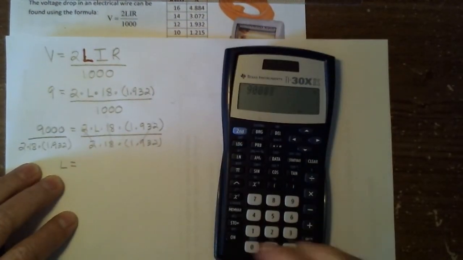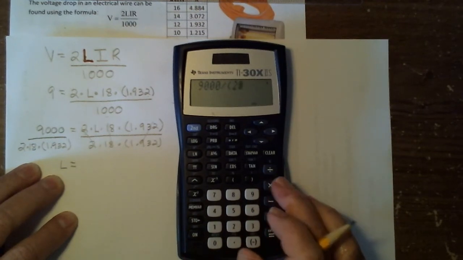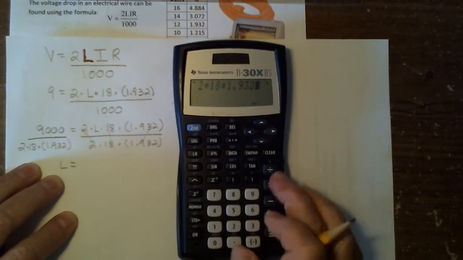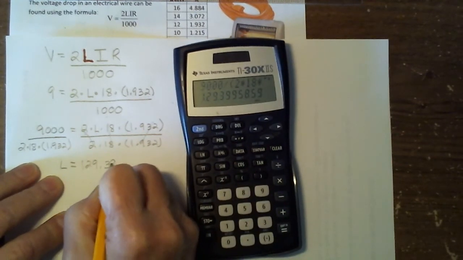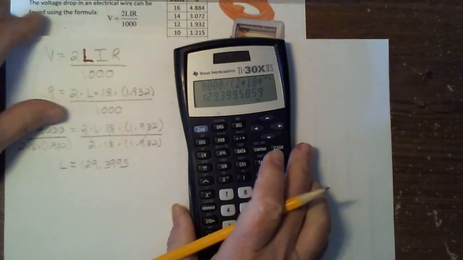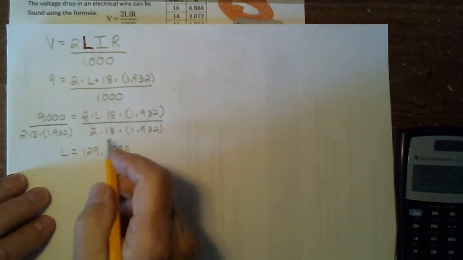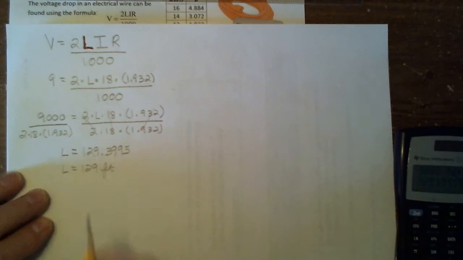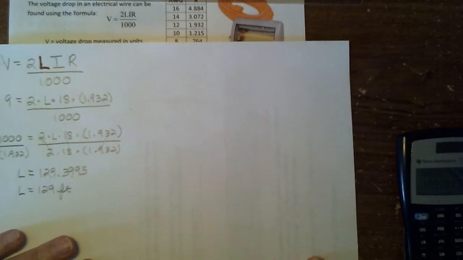So now all I have to do is put this in my calculator and let it do its job. So I have 9,000 divided by parentheses. Don't forget those parentheses. Critical here. Parentheses, 2 times 18 times 1.932, close parentheses. And I get 129.3995. Now let's go back and read the directions. It says round the answer to the nearest foot. Okay, I can do that. So that's going to be 129 feet.